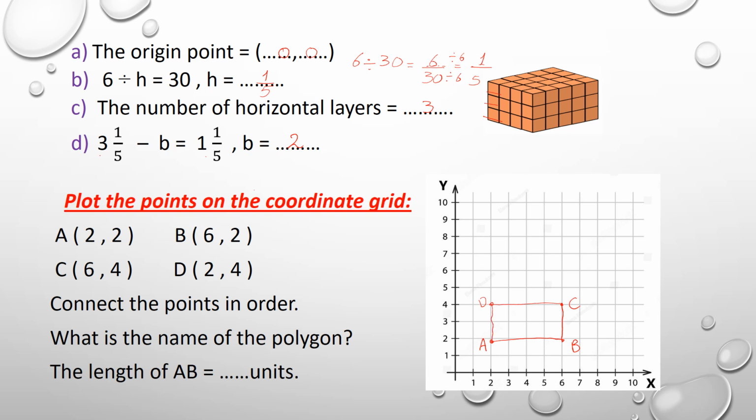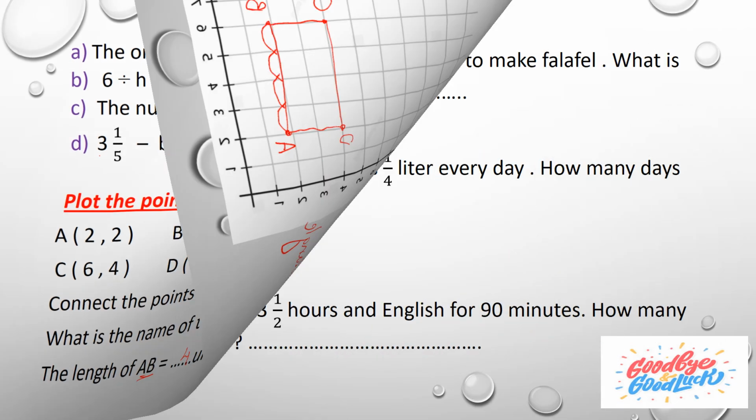What is the name of the polygon? It's a rectangle. The length of AB. Where is AB? Here. Count with me: 1, 2, 3, 4. The length of AB is 4 units. Next.